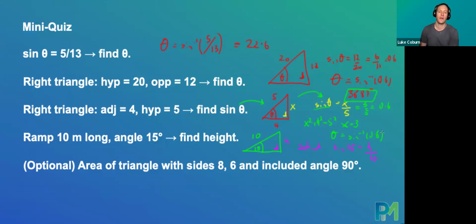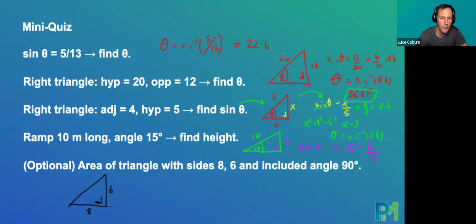And then the last one is work out the area of the triangle with sides 8, 6, and including an angle of 90. And this is another example that I also kind of like. So let's sort of draw this triangle. It's a right angle triangle, okay? It's got sides... the question has been badly worded, but what I mean here is that this is 8 and 6. And there's an angle of 90.